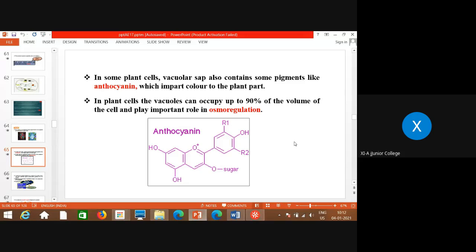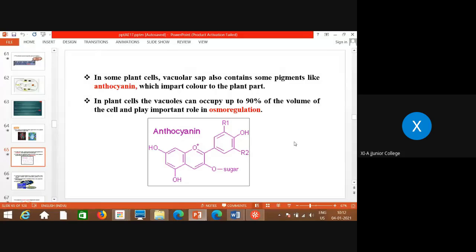So storage is the main important function of the vacuole. Pigments are present, and as per the type of pigments they store, they give color to the plant part. For example, petals show different colors because of the pigments present in the vacuolar region. Now in plant cells, the vacuoles can occupy up to 90% of the volume of the cell and play an important role in osmoregulation. Osmotic pressure is maintained, that pressure is regulated, and that is what is called osmoregulation.